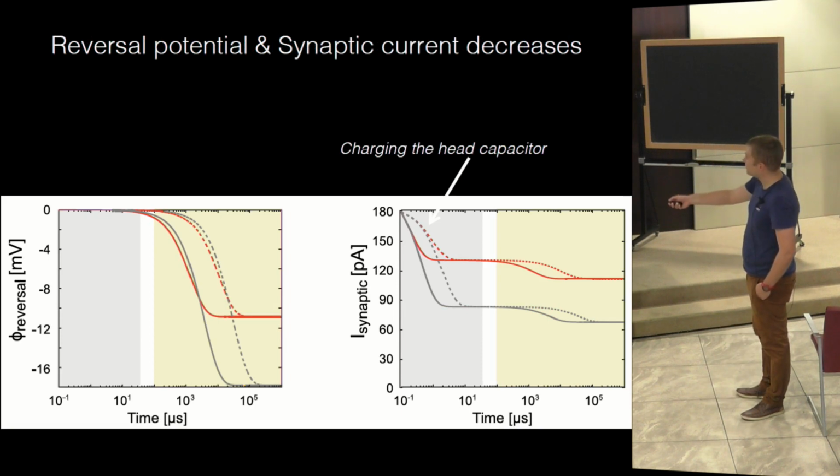And this is what happens to this reversal potential, because as the concentration increases, you are going to decrease this reversal potential by almost up to 10 millivolt. And this is a synaptic current. So this curve is interesting.